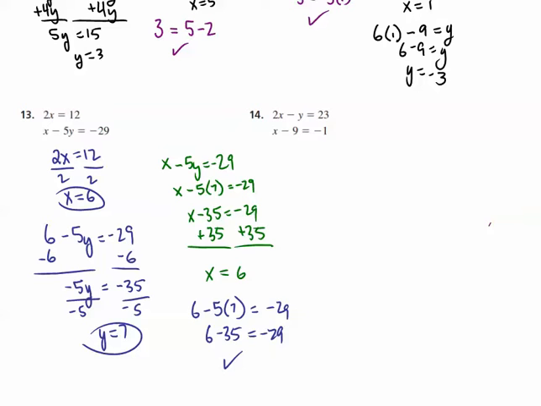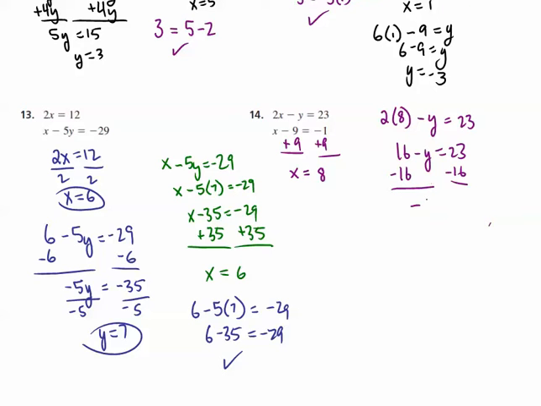Number 14. All right, so in this case, we're going to need to solve one of the equations. I might just as easily add 9 to both sides here to get the solution x is equal to 8. Once I do that, I can plug that x value into the first equation. 2 times 8 minus y is 23. 16 minus y is 23, and subtract 16, and I get negative y is equal to 7, or y is equal to negative 7.